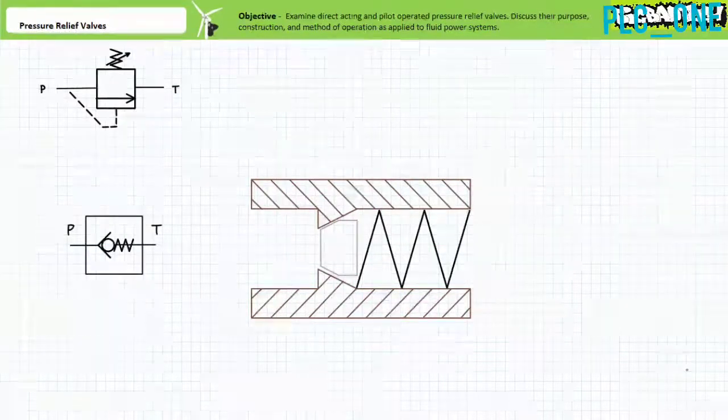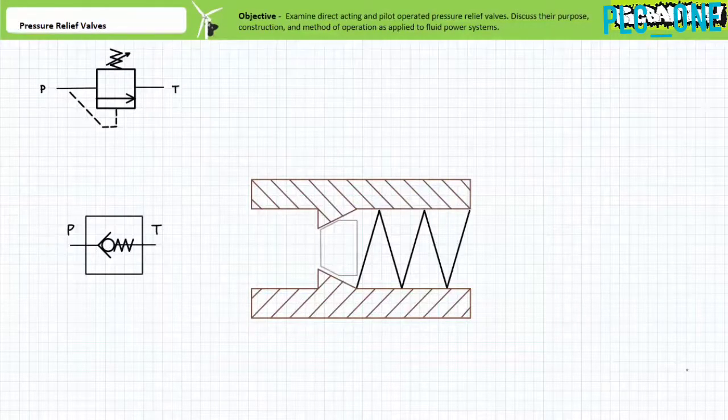Consider the simplest of pressure relief valves, the direct-acting pressure relief valve. An extremely primitive direct-acting pressure relief valve can be created with a check valve employing a heavy biasing spring on the poppet. A check valve, if you'll recall, allows fluid flow in one direction, but blocks it in another. The heavy biasing spring holds the poppet to the valve seat with a predetermined force.